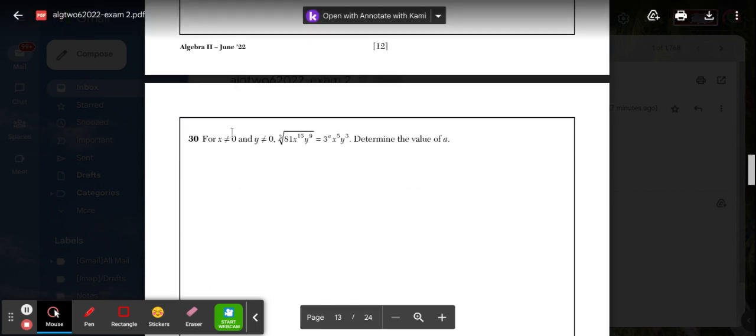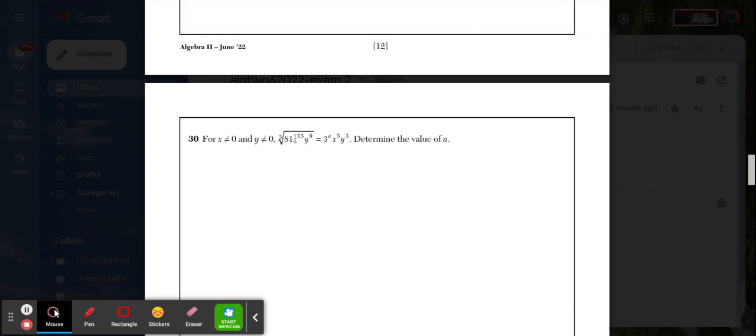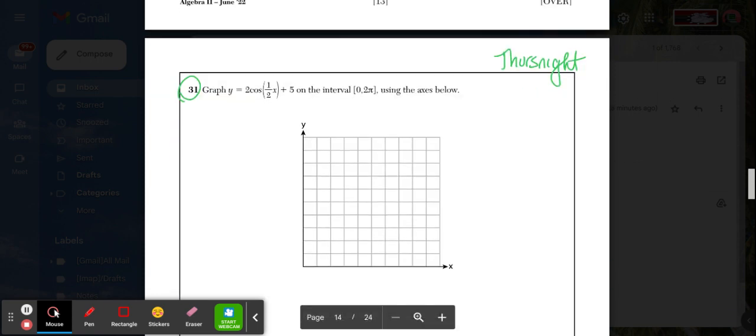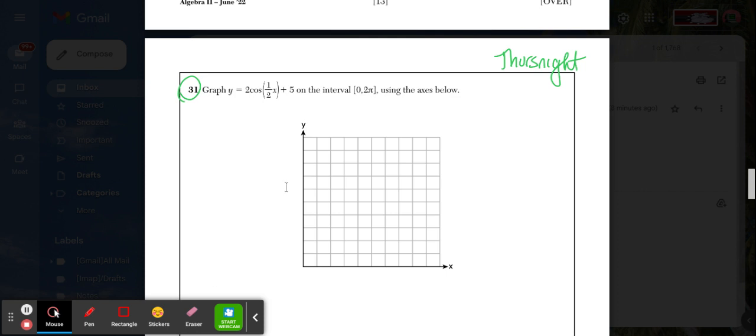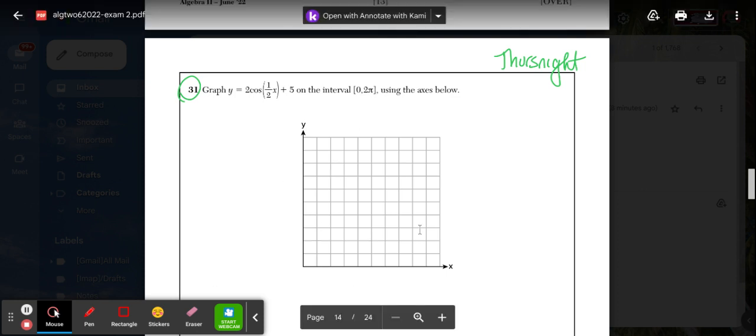Number 30. Determine the value for A. You need to be able to manipulate radicals to degree powers. But notice we're just focusing on the number part and not the variable part, if that helps you out. And then the last question for Thursday night is a trig graph on these axes. You can do this in your calculator, but notice there's no scaling. Give me a scaling. You need a scale in there.